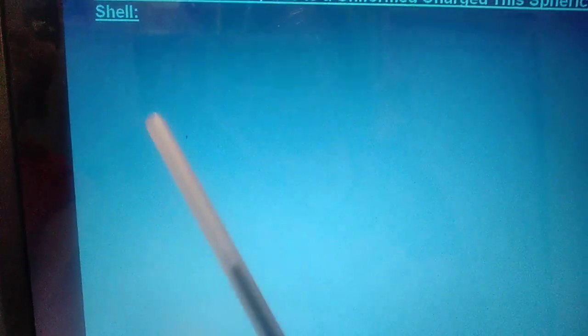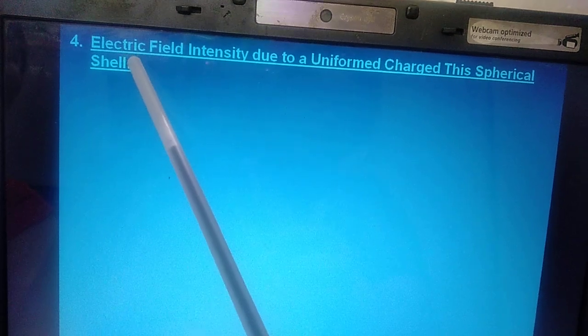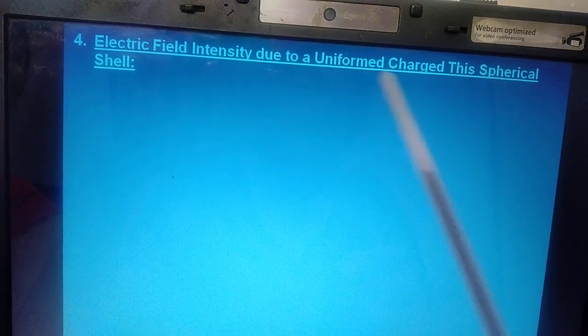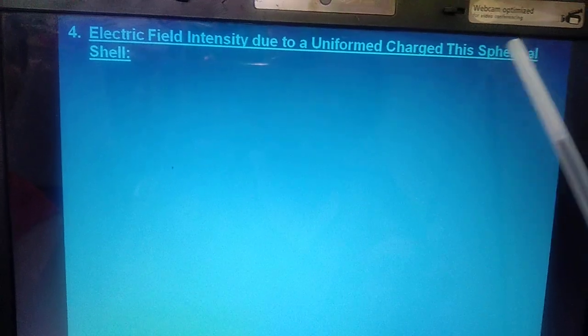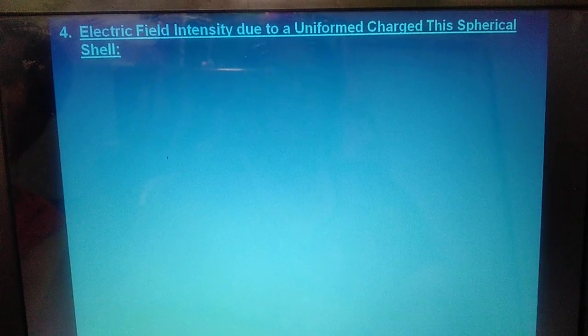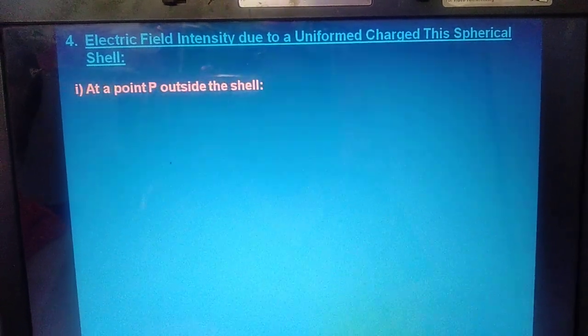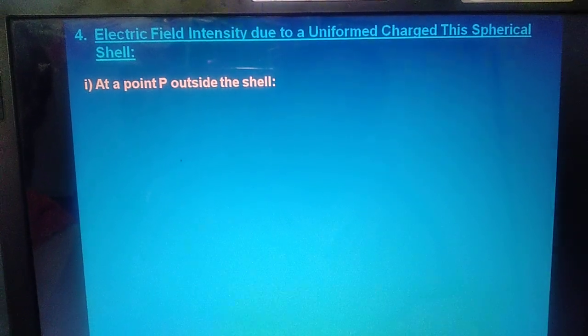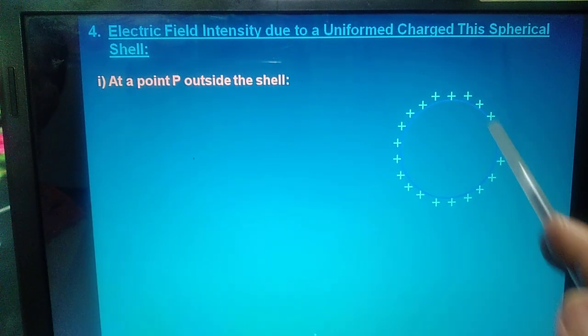Today we'll start with the third application, electric field intensity due to a uniformly charged thin spherical shell. Now we have a spherical shell. Spherical shell means what? See here, this is your spherical shell.